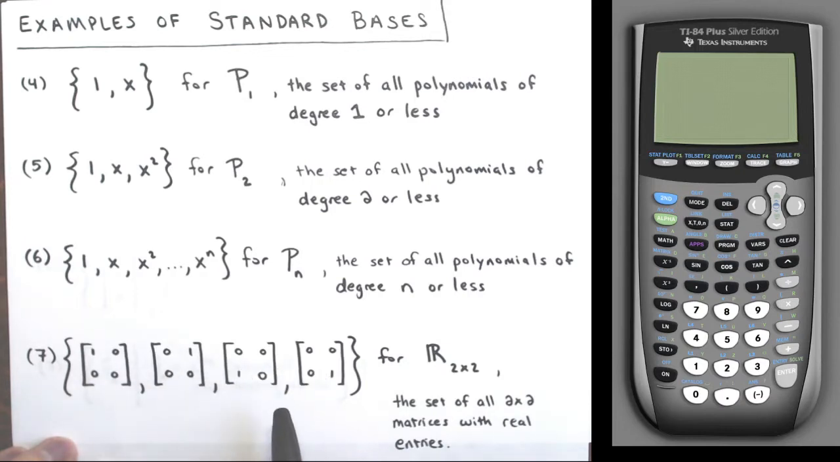Again, you can check that on your own, but that means that each matrix cannot be written as a linear combination of the other 3. They are independent.